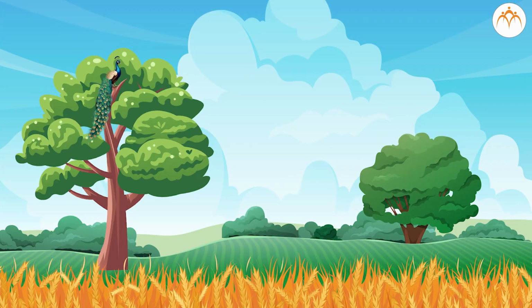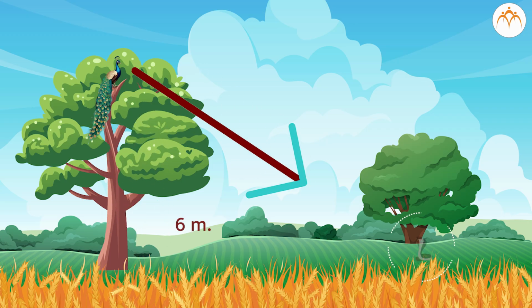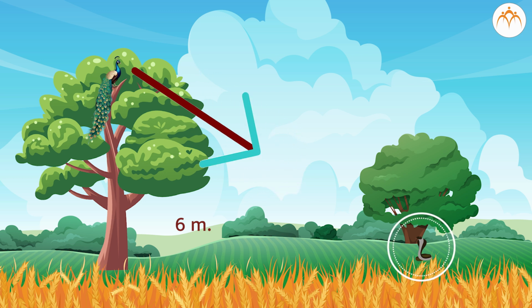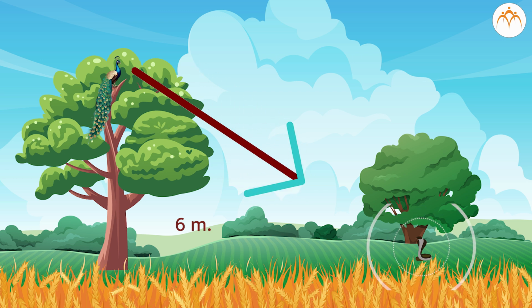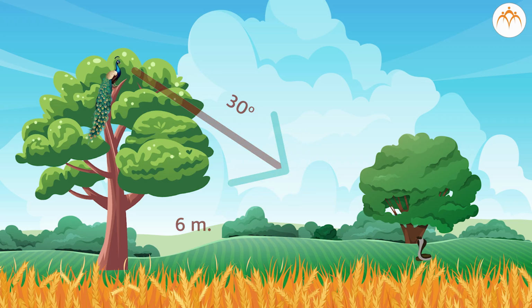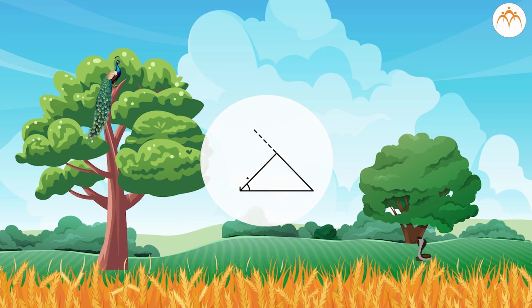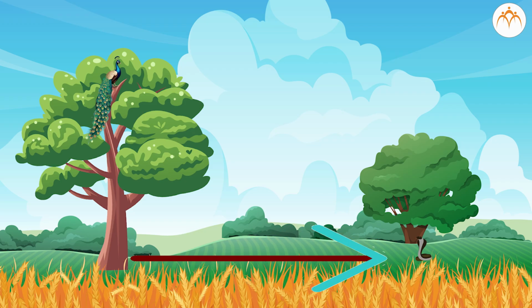A peacock is sitting on the top of a tree of height 6 meters. It sees a snake at some distance from the base of the tree. The angle of depression formed is 30 degrees. Draw a diagram to represent the given information for finding the distance of the snake from the base of the tree. Solution. Let us draw a diagram that represents the given information accurately.